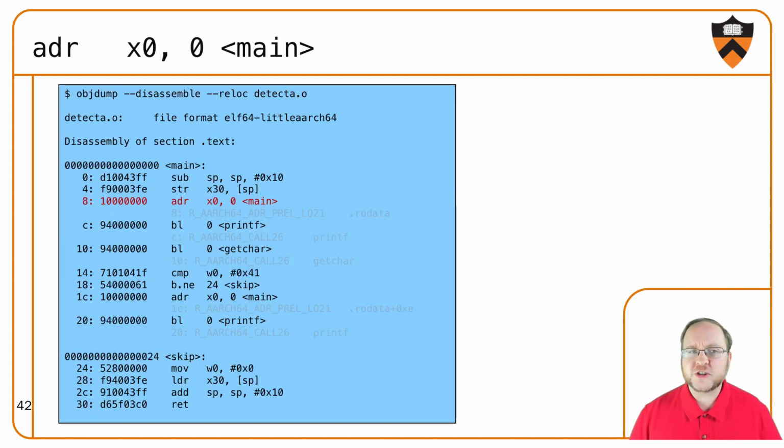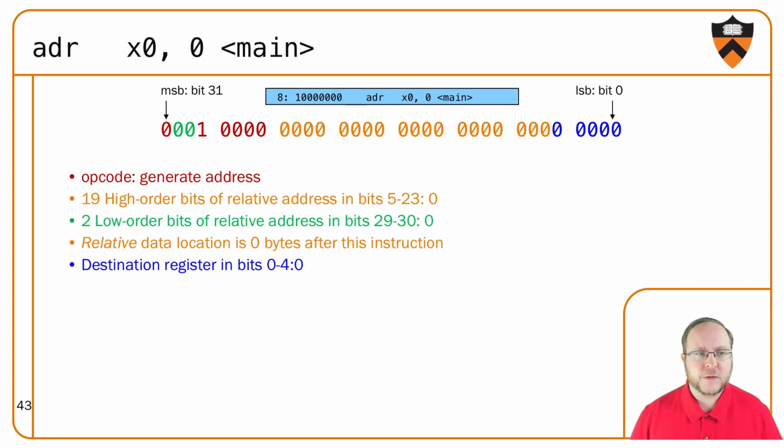The third instruction is the ADR to get the prompt's address into x0 in order to pass that to printf. But this is weird. It says main there, not message 1. Recall that ADR was a bit funky, with the disconnected relative address, with the more significant bits of the relative address in orange and the disconnected least significant bits in green.